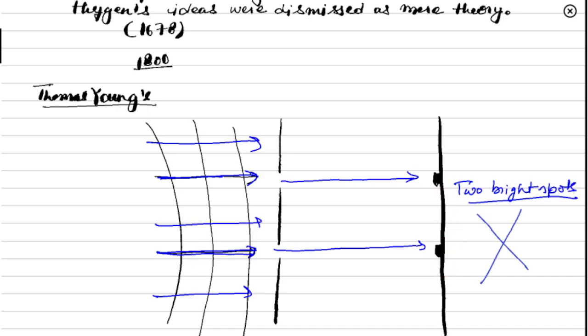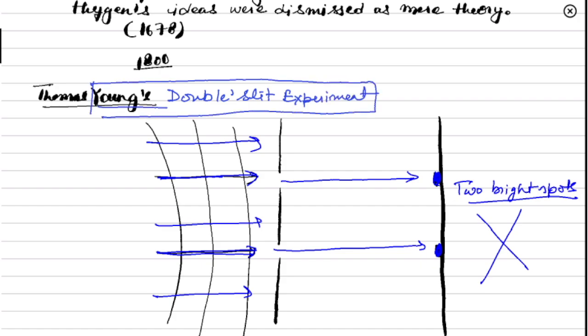But this is not true. That's been found out. The pattern was not like this. There were no two bright fringes, which in common sense also looks like that. So if light is going like a particle, it should go straight and hit here, and we should get two bright spots. But that does not happen. Because this experiment has two slits, it is also called a double slit experiment. And who did that? Young. So together we can say it is Young's double slit experiment.